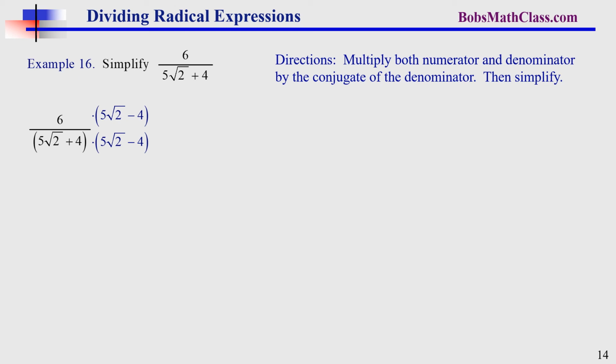Now on top, distribute the 6. On the bottom, FOIL. You might want to pause the video and work it out. Okay, so the top is 30 square root 2 minus 24. The denominator, 25 square root 4 minus 20 square root 2 plus 20 square root 2 minus 16. The two middle terms will always cross out.